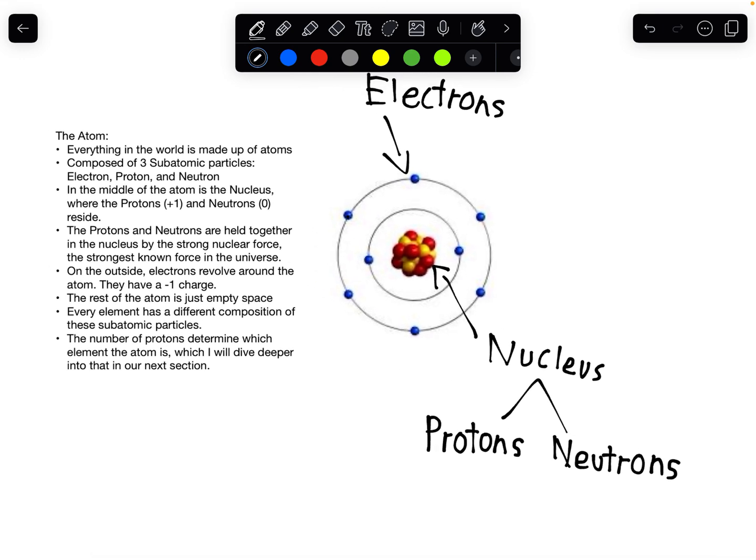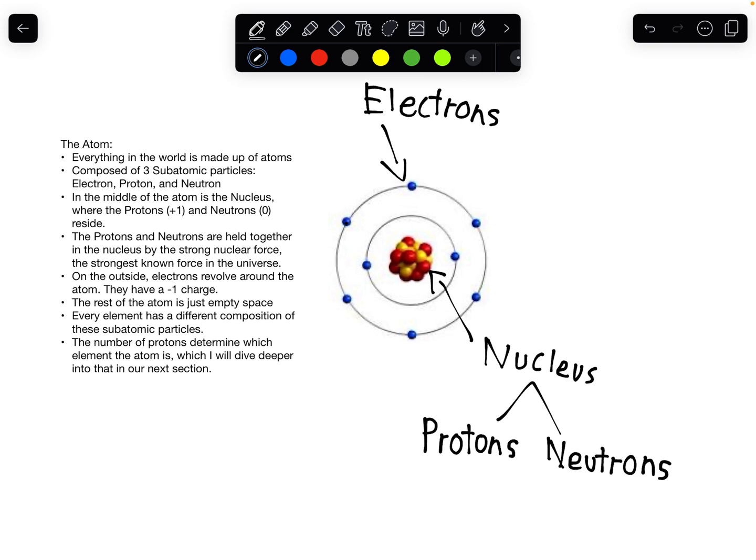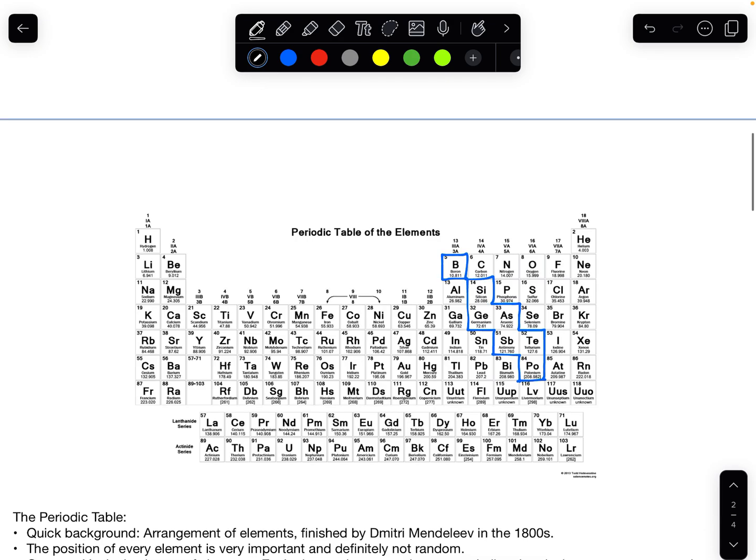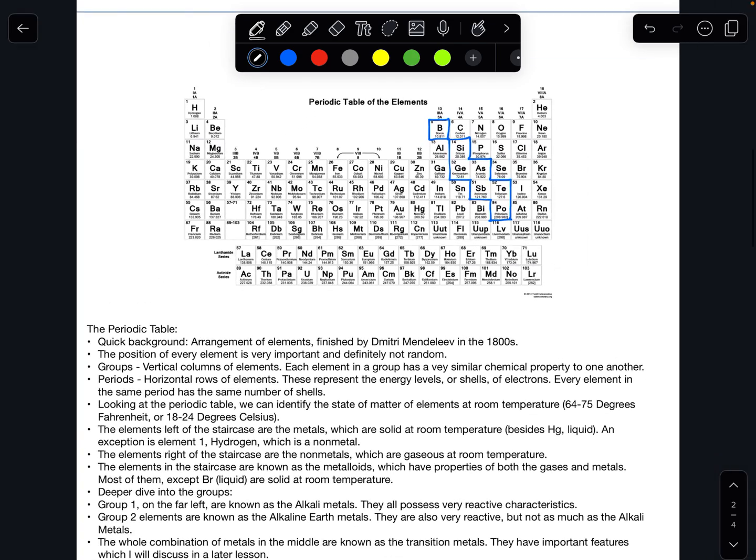So, how are the elements different? Every element has a different composition of subatomic particles, meaning hydrogen, for example, will have a different combination of protons, neutrons, and electrons compared to oxygen. The number of protons determines which element the atom is, which I will dive deeper into in our next section. So let's move on to the periodic table of the elements.